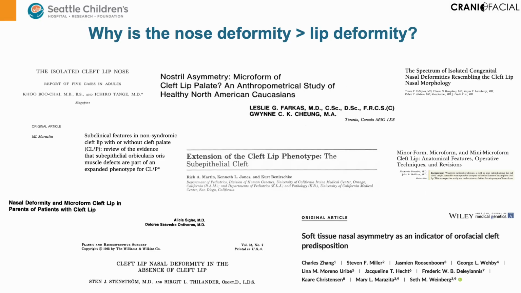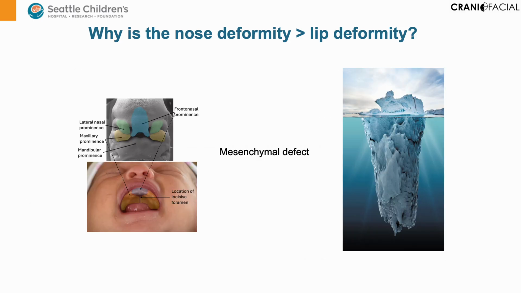One question that's been in the literature for decades is why sometimes the nose deformity seems to be greater than the lip deformity. The way I think of it is this. We know that it's a mesenchymal defect and a failure of mesenchymal penetration. If we're looking from the outside, we're not seeing what's happening to the muscle and bone on the inside, and it's kind of like seeing the tip of the iceberg.